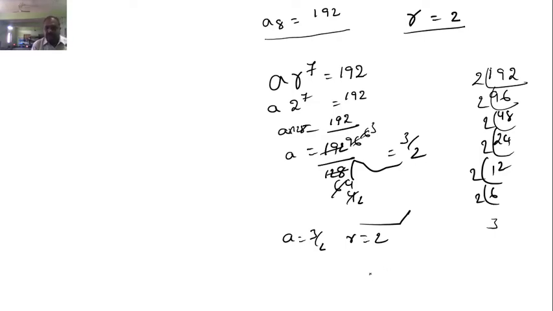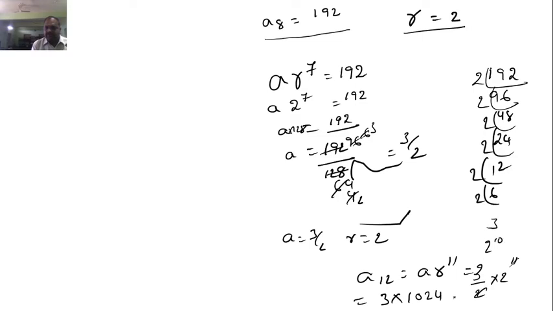12th term: A12 is equal to A R to the power of 11. That is equal to 3 by 2 into 2 to the power of 11. In 11, one 2 cancels. 3 into 1024, that means the value of 2 to the power of 10. The answer is 3072. In yesterday's class, this one was completed.